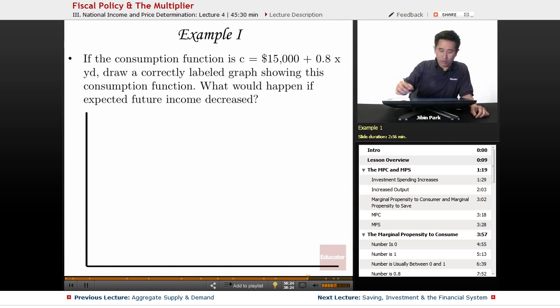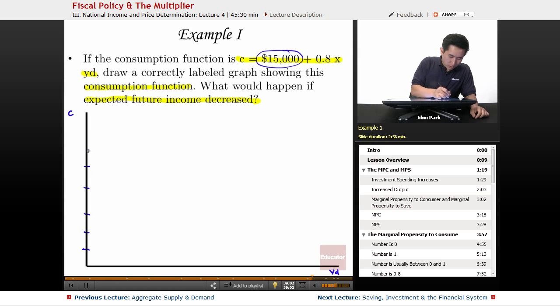So let's take example number one here. If the consumption function is C equals 15,000 plus 0.8 YD, draw a correctly labeled graph showing this consumption function. What would happen if expected future income decreased here? So let's take a look here. The y-axis is consumption, and the x-axis would be YD. Now, 15,000 represents the autonomous consumption here. So no matter what, there's going to be $15,000 spent.